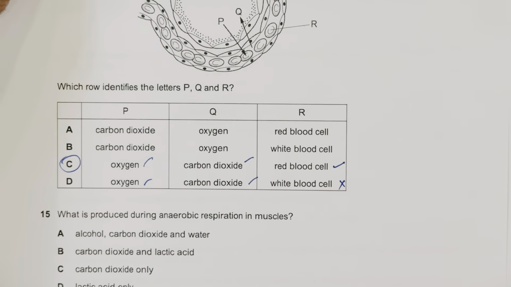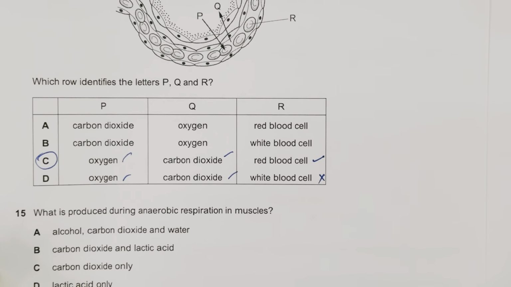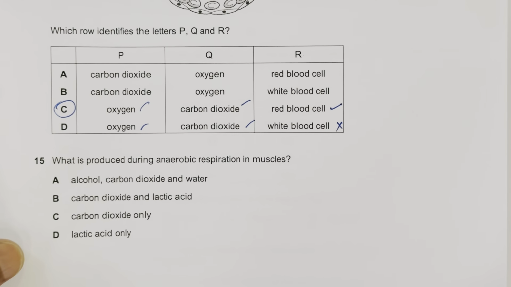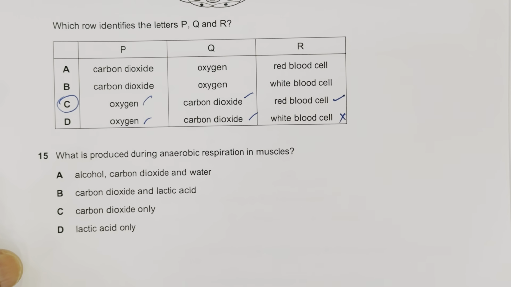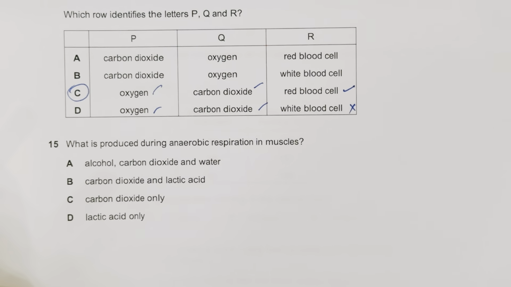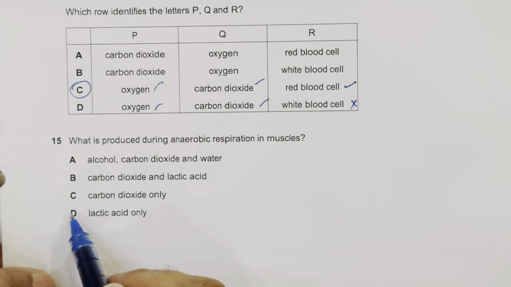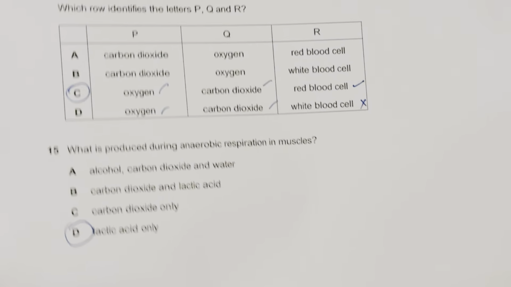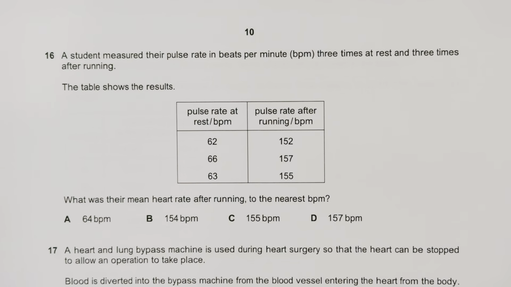Moving to question number 15. What is produced during anaerobic respiration in the muscle? We know that anaerobic respiration happens in the absence of oxygen, so only lactic acid is produced. So option D is the correct answer. Moving to question number 16.